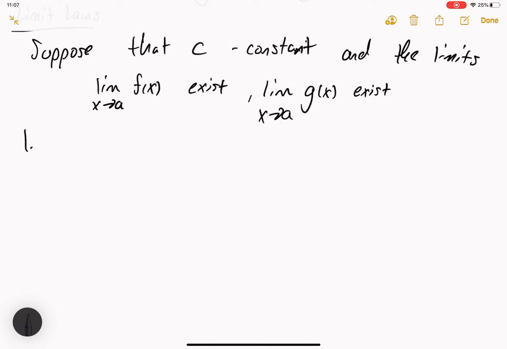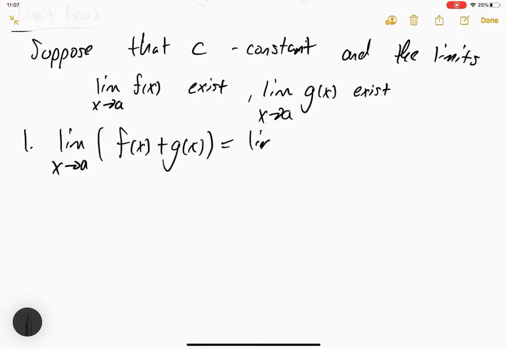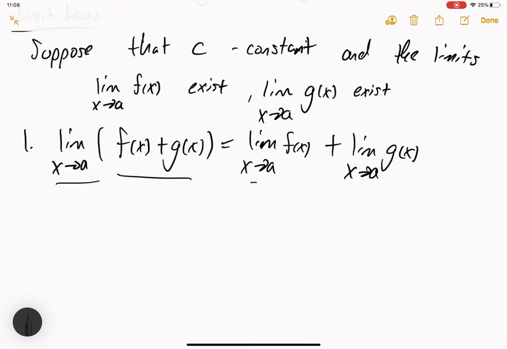The first one is the limit as x goes to a of f of x plus g of x. In this case, the sum of the functions is equal to the sum of the limits. So that means we have the limit as x goes to a of f of x plus the limit as x goes to a of g of x. So we basically can distribute the limit over the functions. In other words, the limit of the sum is equal to the sum of the limits.